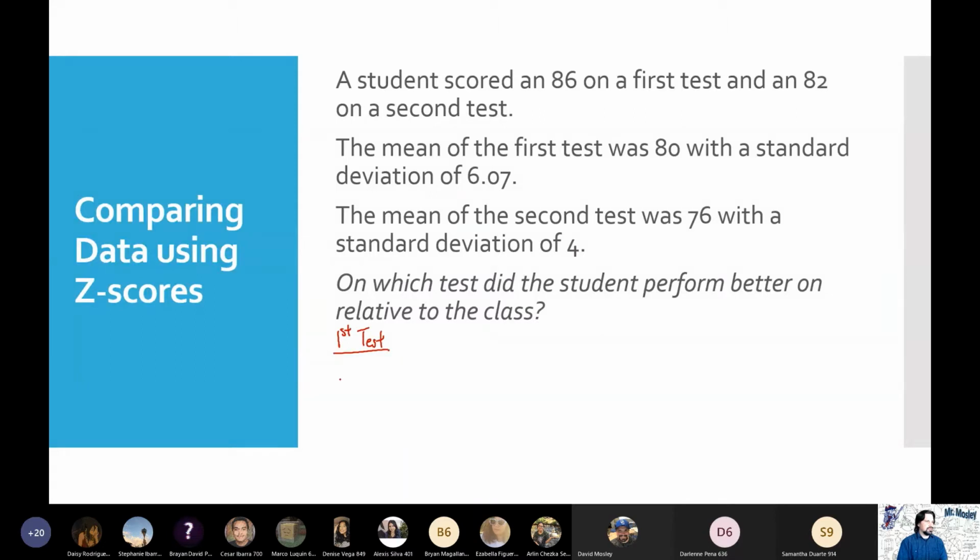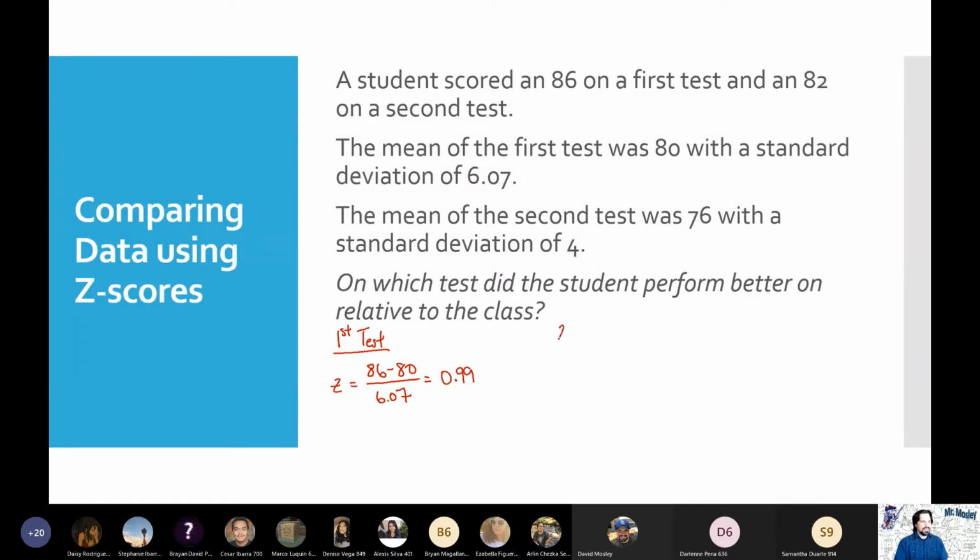We'll do the z-score here. We have z equals 86 minus 80 divided by 6.07. And when we put this into the calculator, we'll get 0.988... We'll round that to 0.99.